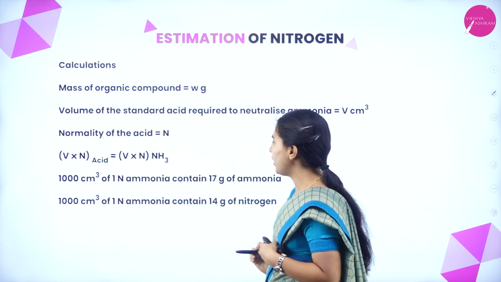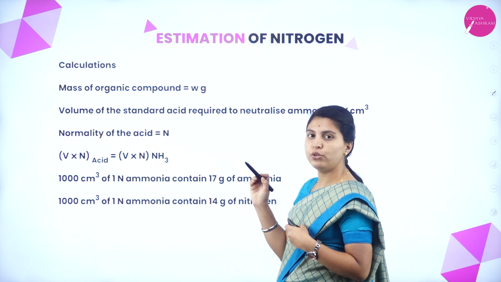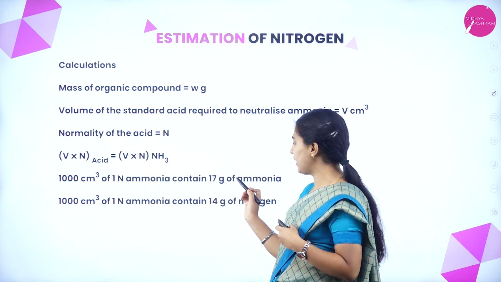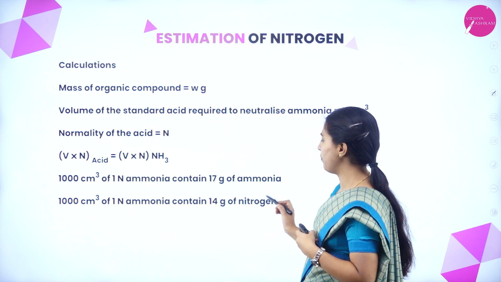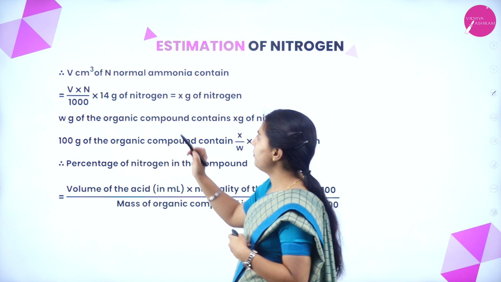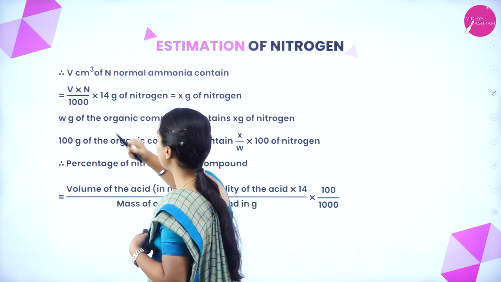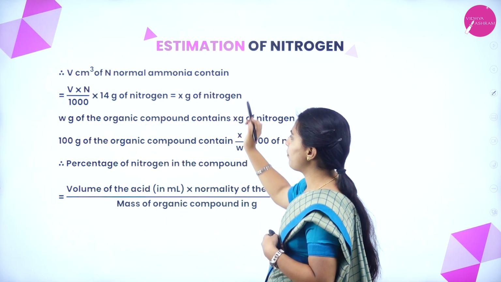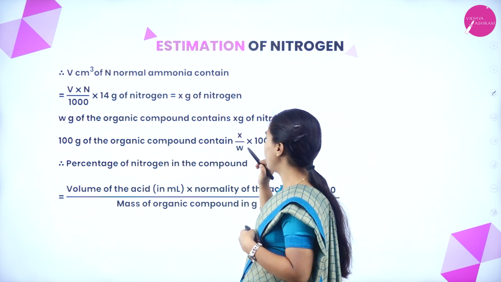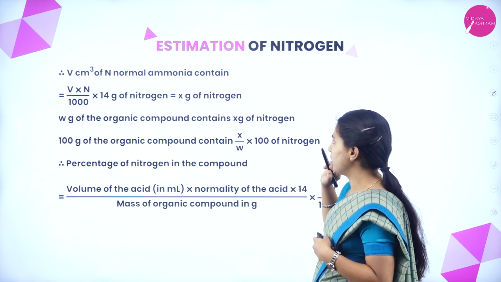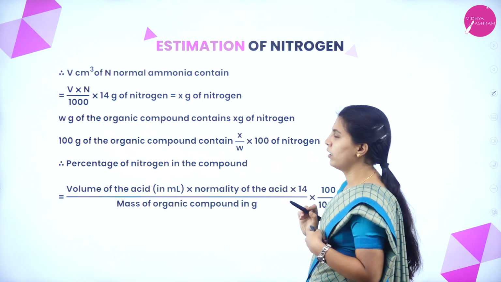1000 cm cube of one normal ammonia contains 17 gram of ammonia, that is NH3: 14 for nitrogen plus 3 hydrogens, that is 17 gram of ammonia. So 1000 cm cube of one normal ammonia contains 14 gram of nitrogen. Therefore, V cm cube of normal ammonia contains V into N by 1000 into 14 gram of nitrogen, which is equivalent to X gram of nitrogen. So W gram of the organic compound contains X gram of nitrogen. Okay, 100 gram of the organic compound contains X by W into 100 of nitrogen.